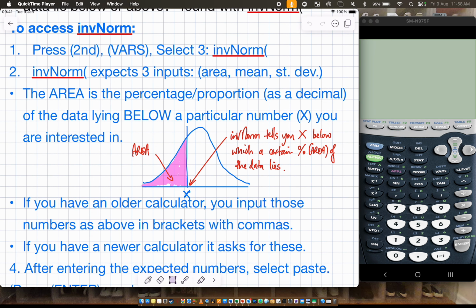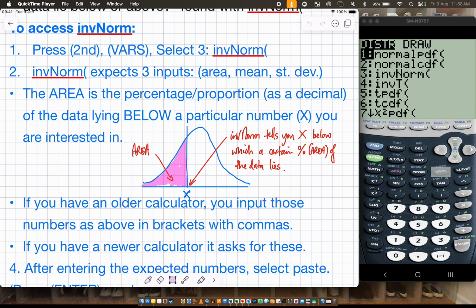You go to distribution again, second vars. Can you see number 3 says inv norm? So we select that. Now, this is the first year that I've had so many people have the newer calculator. Okay? So can you get your calculators out, please? It's very important for me to establish who has the newer calculators, because you have a slight advantage over the people that have older ones. And it sucks because I only have the older one to show you here, but I will talk about how the newer ones work.